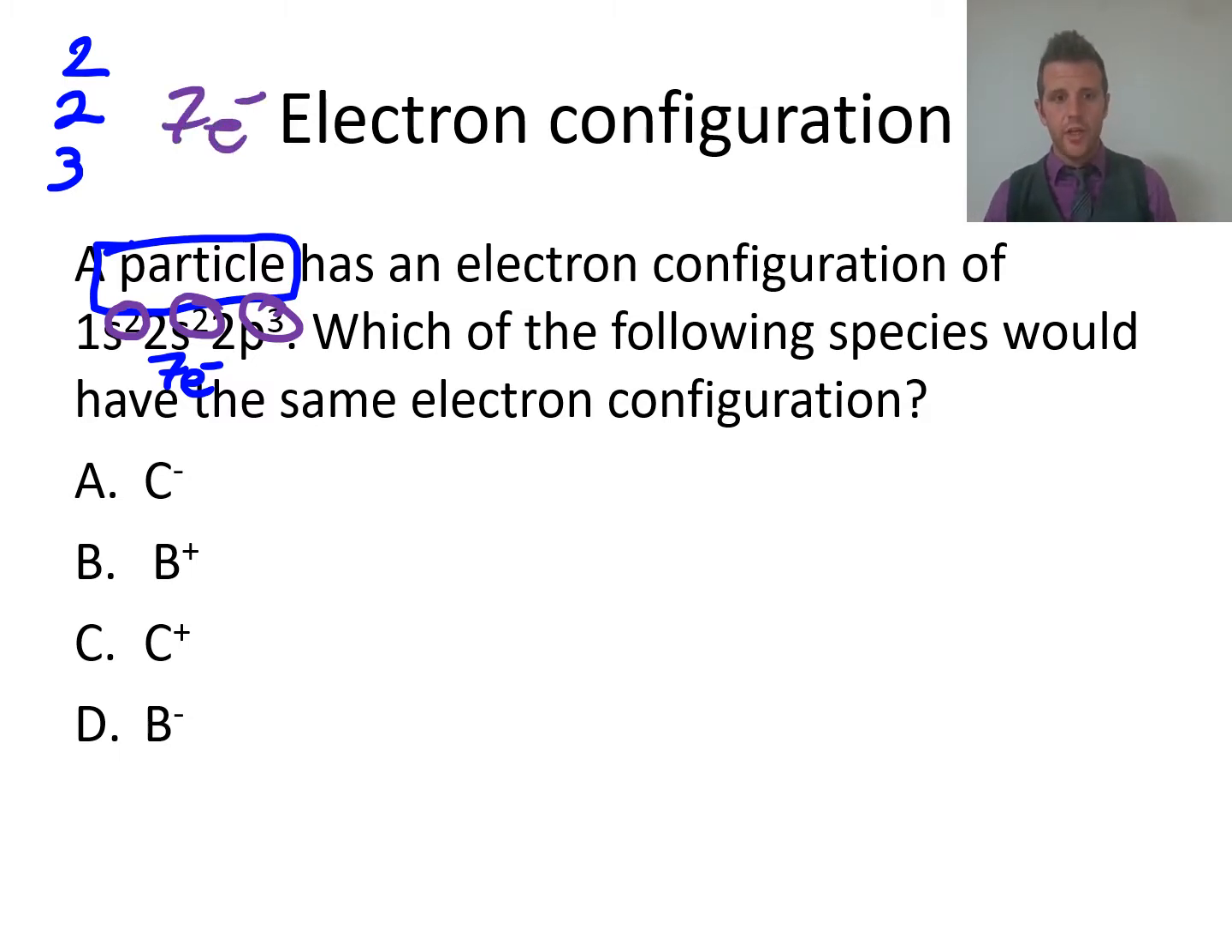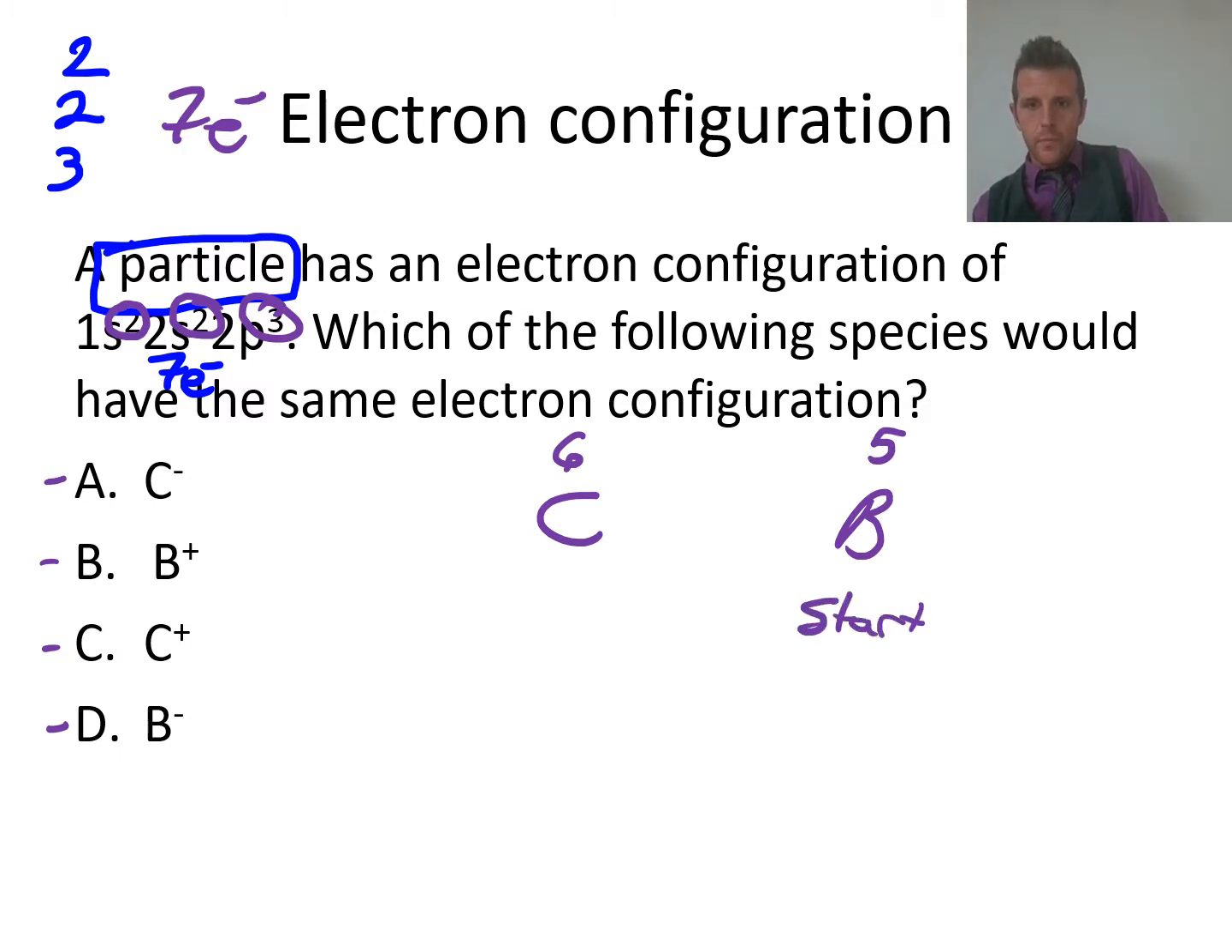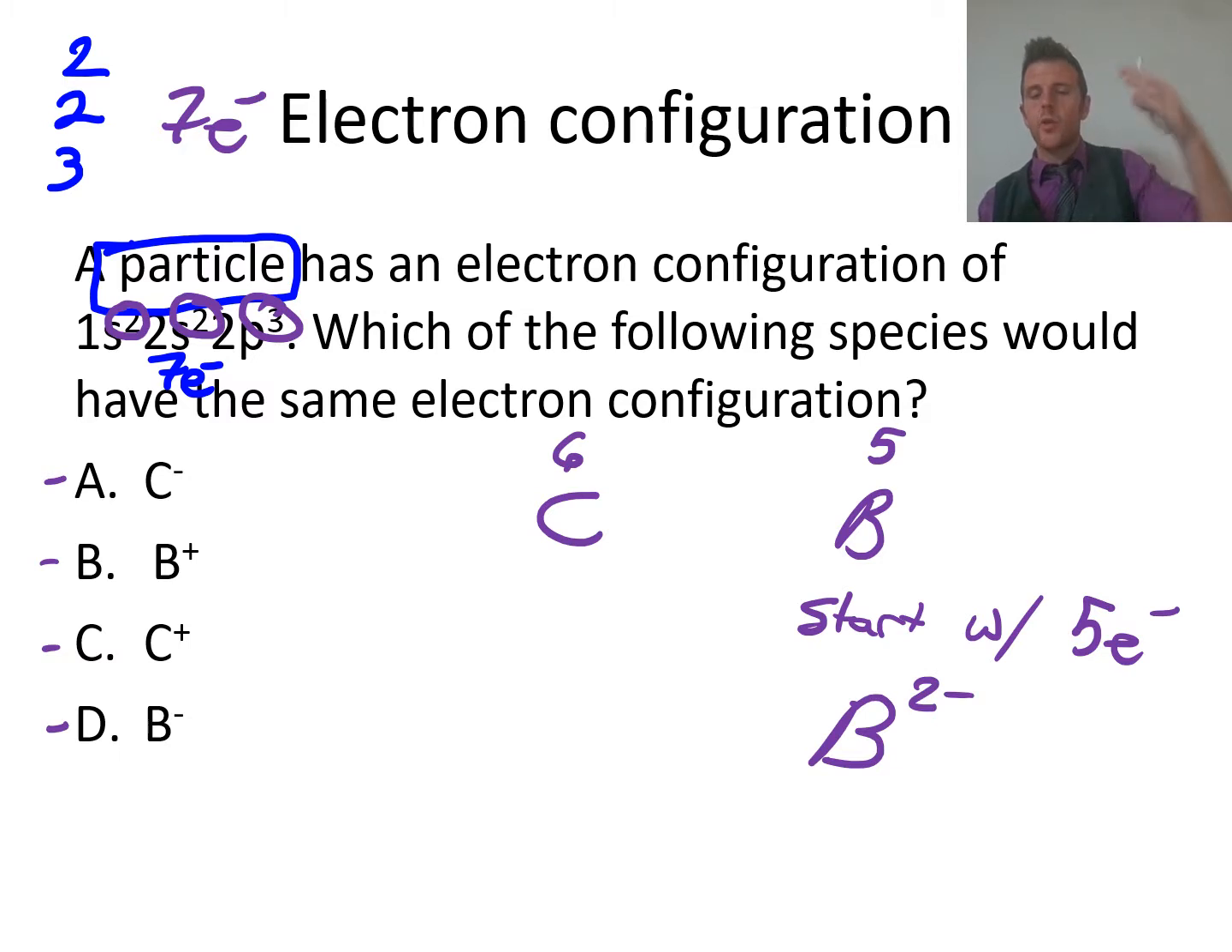So then what we need to figure out is which one of these 4 answers is going to have 7 electrons in there. Carbon has an atomic number of 6, and boron has an atomic number of 5, meaning boron would start with 5 electrons in its elemental state. In order for it to get to 7 electrons, it would need to be B2 minus. It would need to gain 2 more electrons. And I'm not seeing B2 minus on any of my answers.